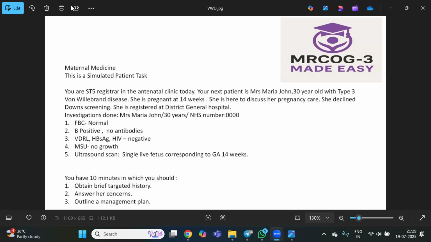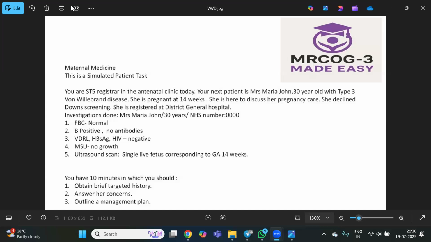So some symptoms related to the maternal condition, after knowing what the maternal condition is. Diagnosis, when was it diagnosed, what medication she's taking. Sometimes they'll give the medication along with the case scenario also, that she is taking such and such a medication.